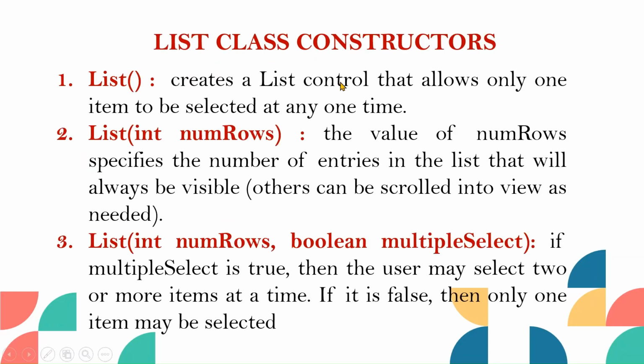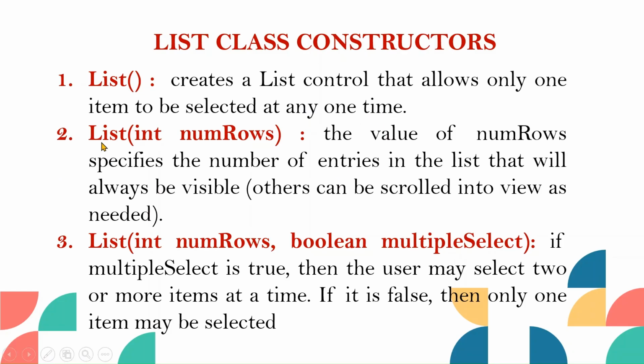Now we do have constructors of this class. We have a default constructor that creates a list control that allows only one item to be selected at any one time. So here, when you go for the List where no argument has been passed, then only one item can be selected from the particular list.